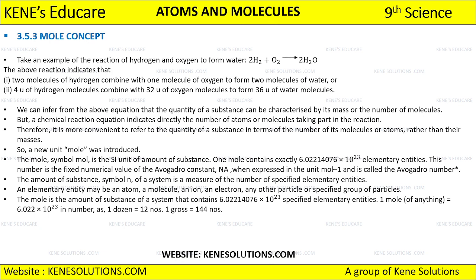But the first statement, where two molecules of hydrogen combine with one molecule of oxygen and form two molecules of water, is more convenient to use when we express the quantity of substance in terms of its number of molecules. So for this, a new unit called mole was introduced, and we symbolize that as mol. So mol is the SI unit of the amount of substance.